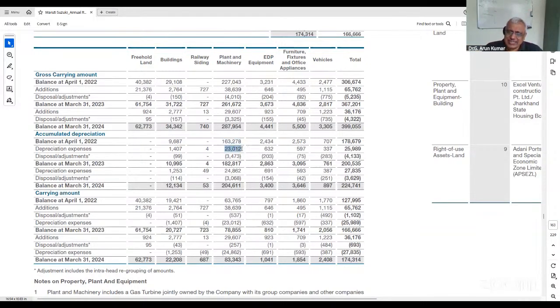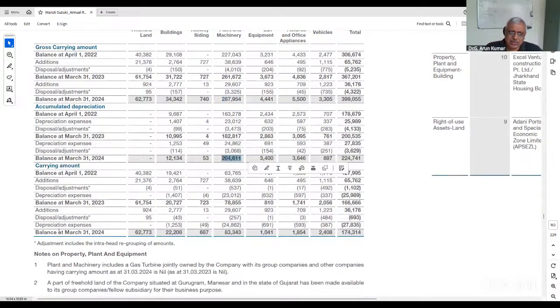Depreciation for the current year, 23,012 is what is called an adjustment. The depreciation for the current year is about 24,862, which I am highlighting. That is the depreciation for the current year. So total gross depreciation on that particular asset is 204,611. What is the value of the plant and machinery? This is the original purchase value, and this is the depreciation. You can see that more clearly in this section.